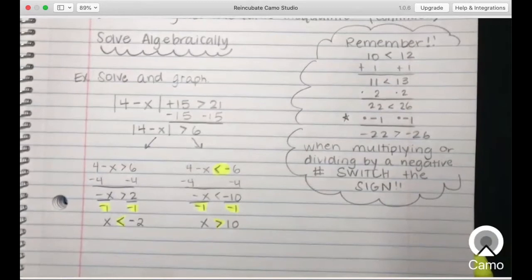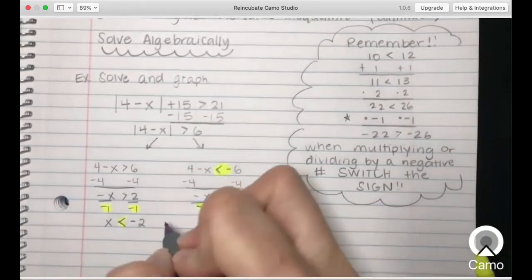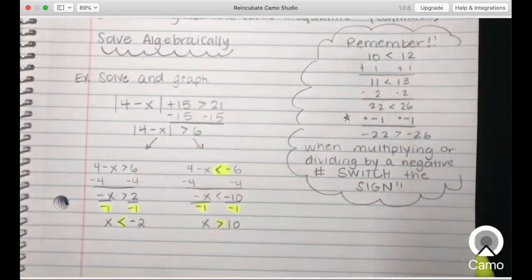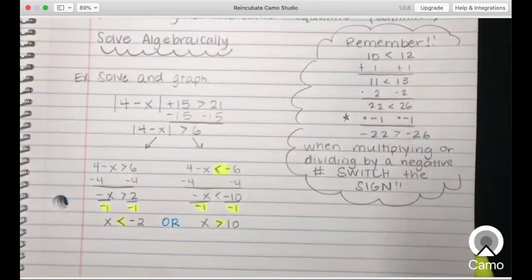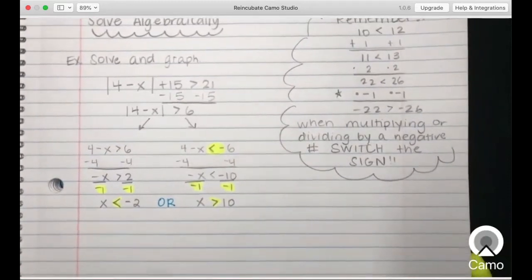And if we think for a moment, we go, no, you can't do that. You can't be less than -2, but still be bigger than 10. So this is going to be one of those situations we talked about yesterday. That's going to be an or. Okay, and if we graph it, we'll see that it definitely looks like that or situation.